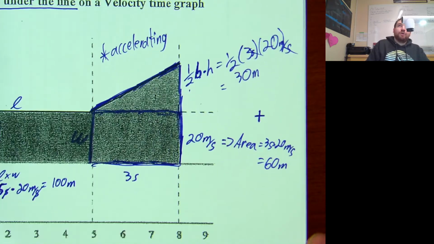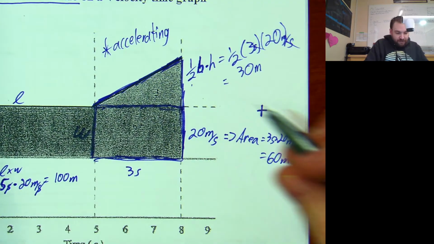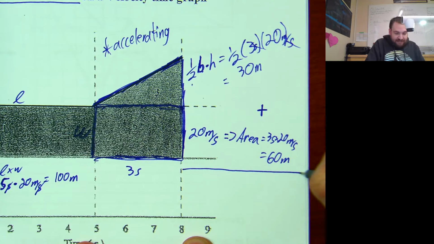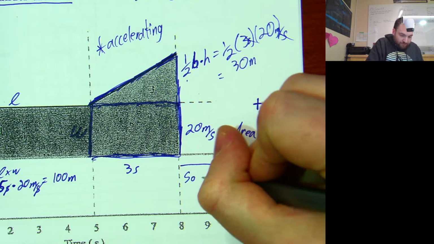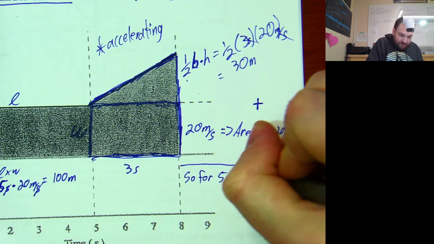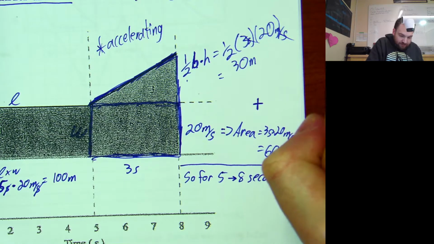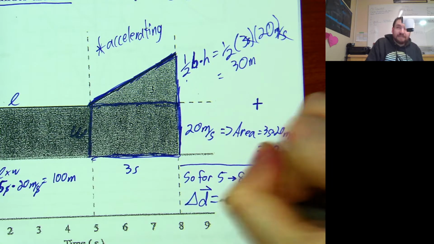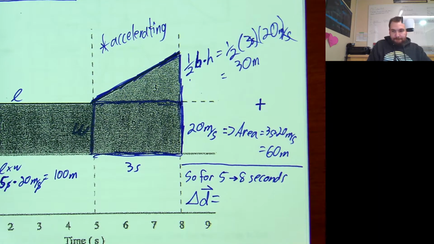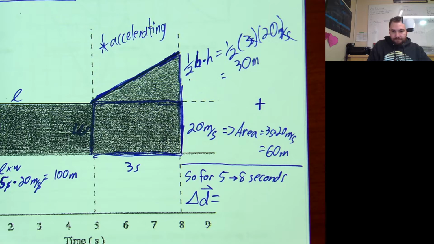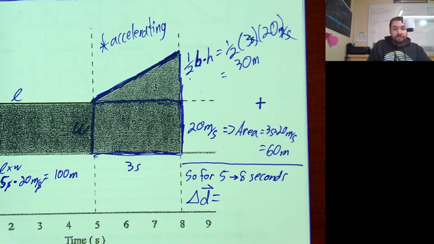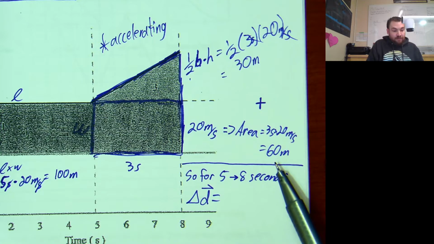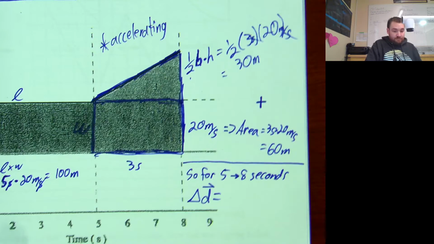So then my total displacement for the 5 seconds to 8 seconds, 5 to 8 seconds, displacement is equal to what? Sorry? No, so the 5 to 8 seconds. It's just going to be just the 90 meters.